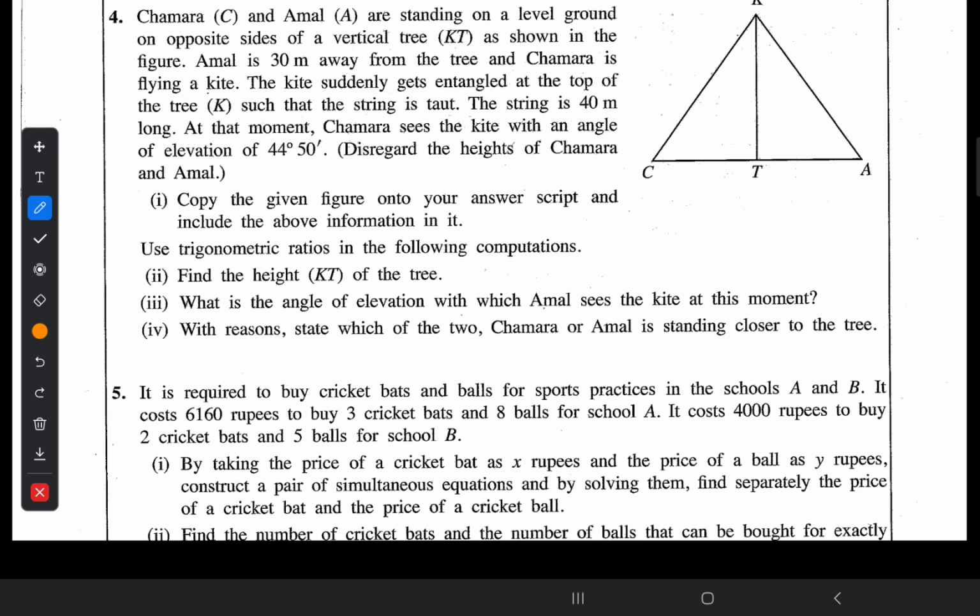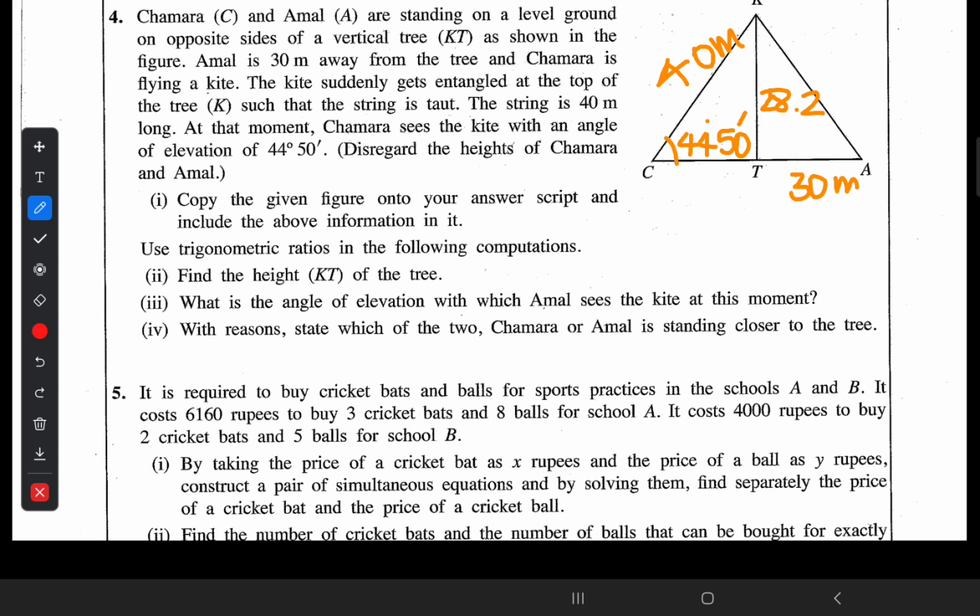Now we have this KT length as 28.2 meters, this angle as 44 degrees and 50 minutes, this is 30 meters in length and this one is 40 meters. Now, what's our next question? Let's read the question. What is the angle of elevation with which Amal sees the kite at this moment?